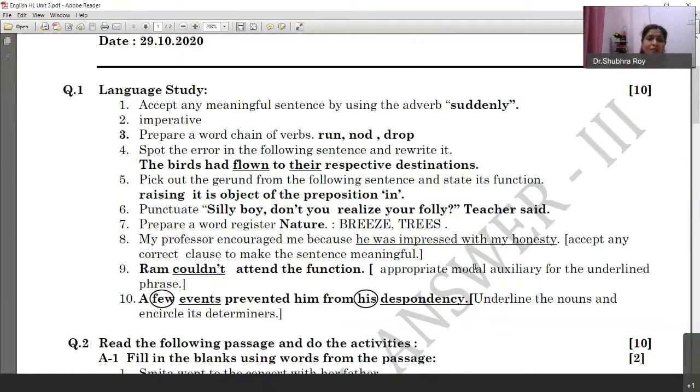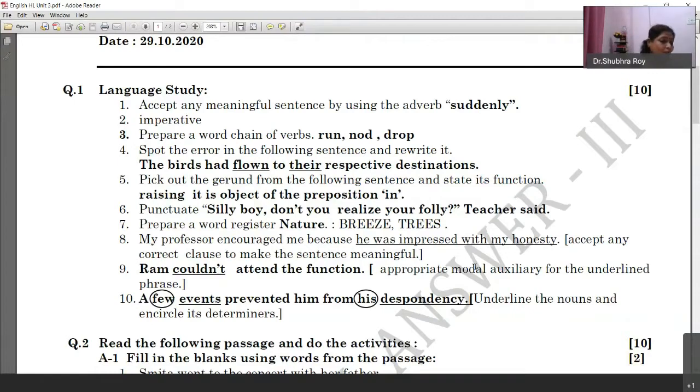Okay. Now let's go to the ninth one. It was not possible for Ram to attend the function. So was not possible is underlined, and you were asked to use an appropriate modal auxiliary for the underlined phrase. Since it was not possible, you had to write couldn't. So Ram couldn't attend the function. That is the answer. And the last question, number 10 in language study.